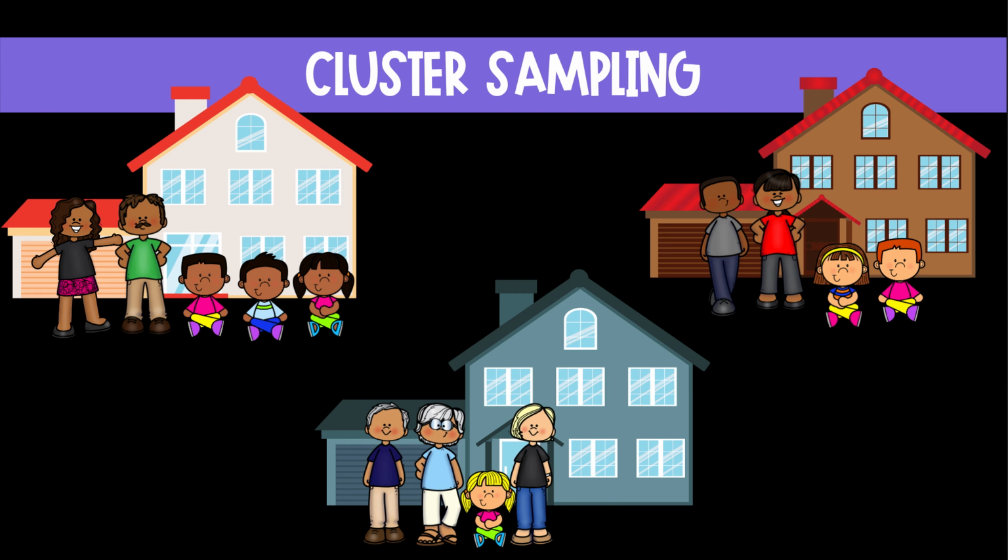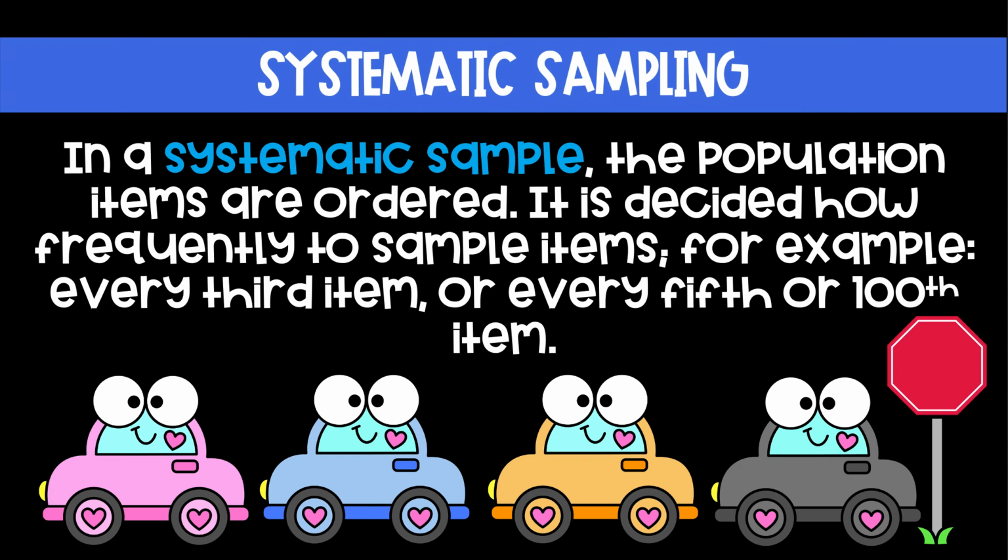There's another sampling method that is called systematic sampling. The population items are ordered, and it is decided how frequently to sample the items. For example, every third item, every fifth or 100th item, or so on.